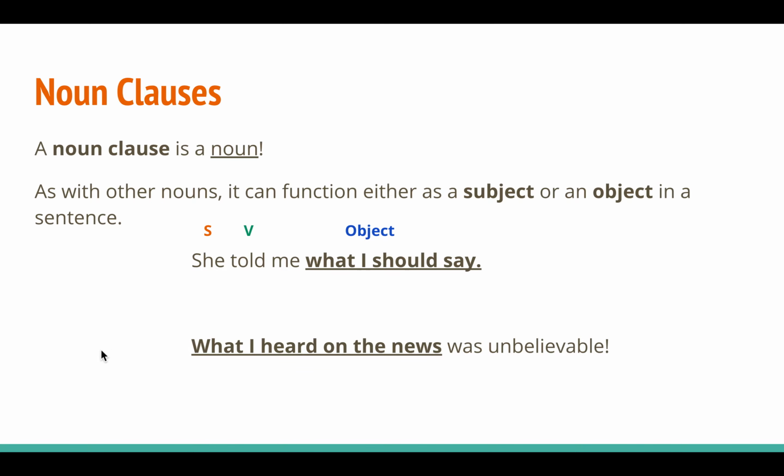In the second example, what I heard on the news was unbelievable. Again, the noun clause is underlined here. Do you think it's the subject or the object of the sentence? If you said subject, then you're correct. And again, we know this because we already have a verb in the sentence, was, but we don't have any other subject. So this entire thing underlined here, what I heard on the news, is the subject. And then the verb describes that subject, right? It was unbelievable.